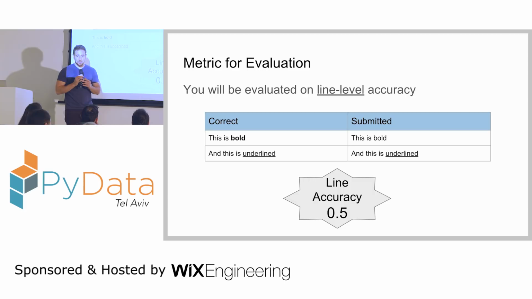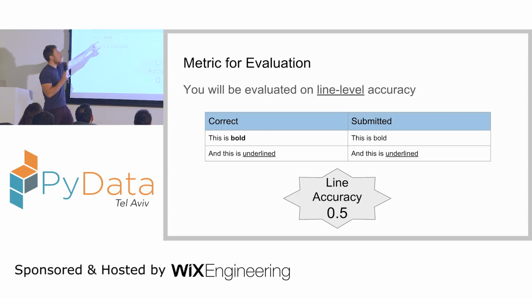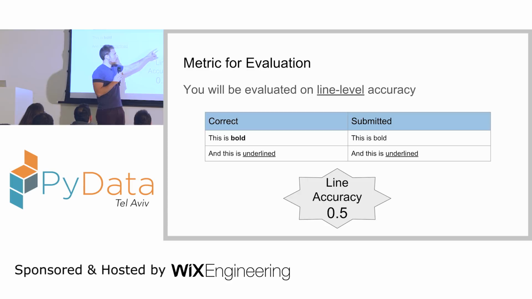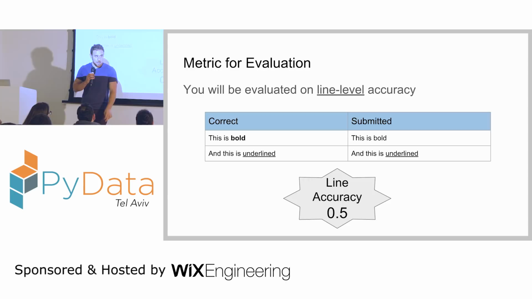Submissions will be ranked according to line level accuracy. Let's have a look at this hypothetical submission. So this is the right prediction. This is bold in bold, and this is underline in underline. And let's say that the submission was "this is bold", and "this is under", and this is correct. The line level accuracy is 50%, right? Because this is correct, and we don't care. If you made one mistake here, then we disqualify the entire sentence. So this is how the submissions are ranked.